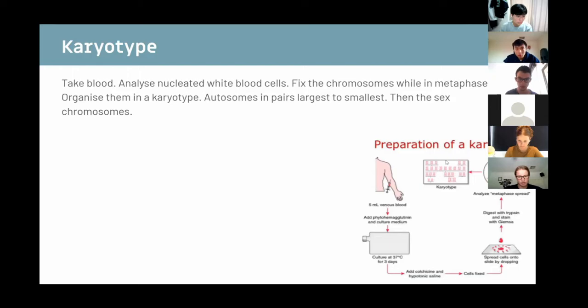This isn't important, but just so you know, for a karyotype they take blood, nucleated white blood cells. It needs a nucleus, obviously, because that's where chromosomes are stored. And this isn't too important. Next slide.